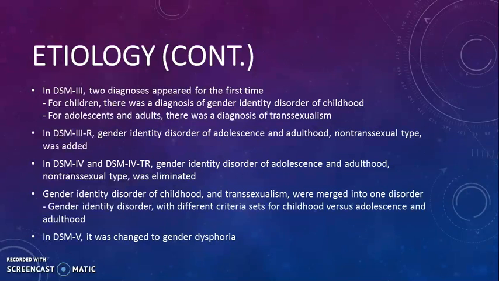In the DSM-1 and 2, there were no diagnostic criteria for gender identity disorders. In the DSM-3, there were 2 diagnoses that appeared for the first time. For children, there was a diagnosis of gender identity disorder of childhood. For adolescents and adults, there was a diagnosis of transsexualism. Again, there were further amendments made to newer versions of the DSM. Currently, in the DSM-5, the name is officially gender dysphoria.